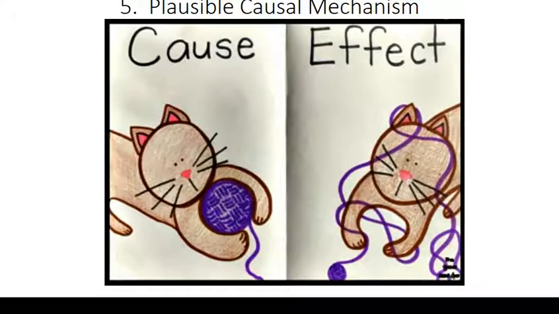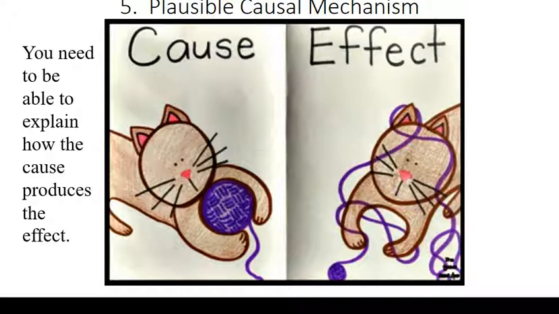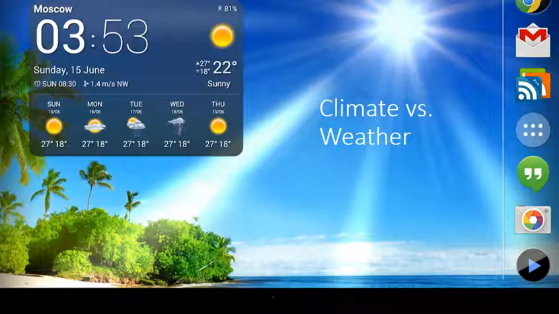And last but not least, you should be able to explain what's going on. You know, why something's happening. How does the cause produce the effect? So you should be able to explain what's going on there. Now we'll go over all of these again in detail, along with the answer to that one question. You know, what does the weather do? Or what's the difference between weather and climate? So we'll start out there.